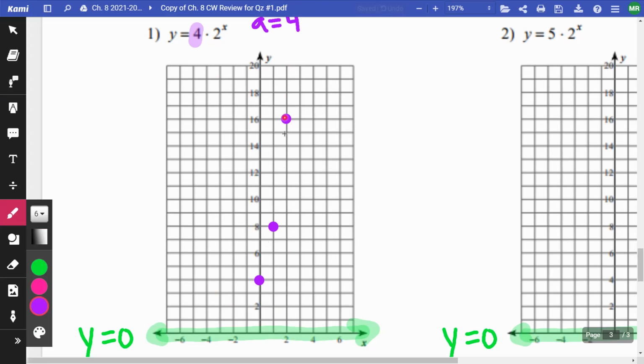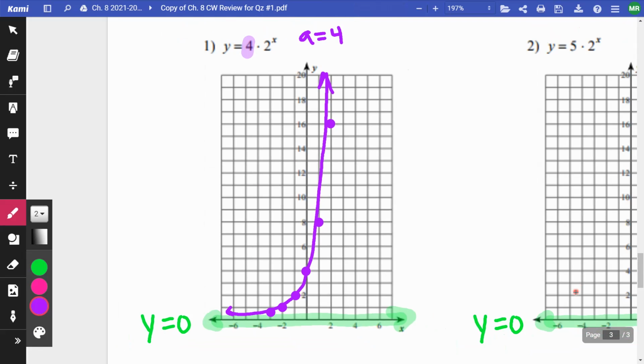So this is 16, 8, 4. Notice I'm taking half of 16 is 8. Half of 8 is 4. So I'm dividing by 2 or taking half. So if this is 4, half of 4 is 2. Half of 2 is 1. Half of 1 is a half, and so forth. And then we connect this graph. And that's our graph.